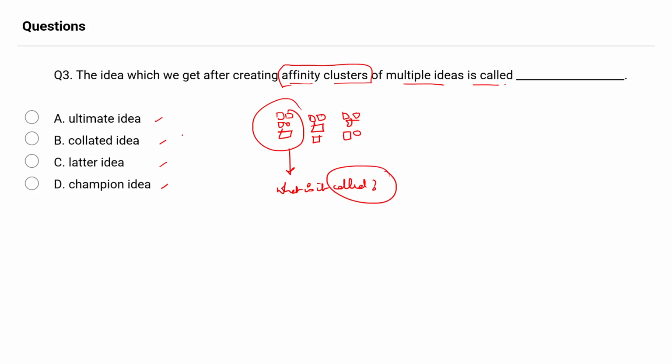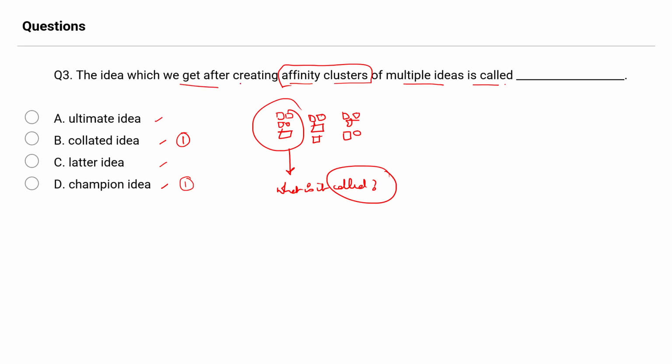We have got one vote for B. Anyone else? The idea which we get after creating affinity clusters. You can also mention it in the chat box. I can see we've got one vote for champion idea. Great. Now we are getting some diverse answers. Interesting. So I would want the remaining of you to please at least message it on the chat, and we'll discuss which one is the correct answer.